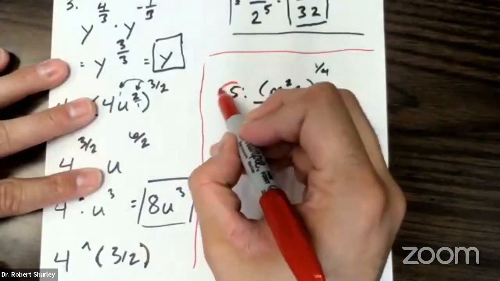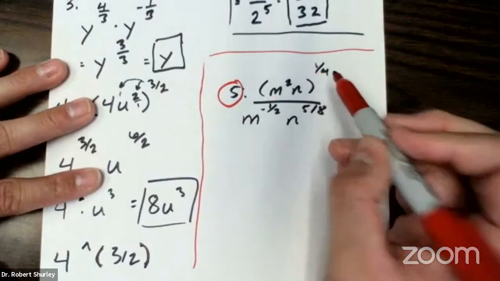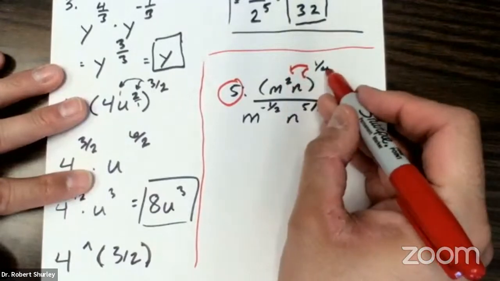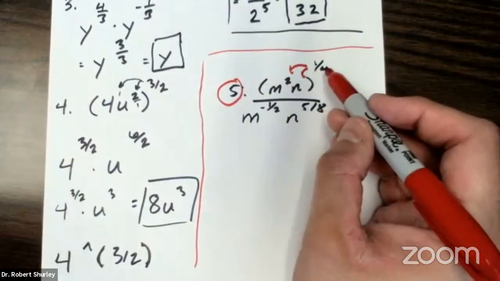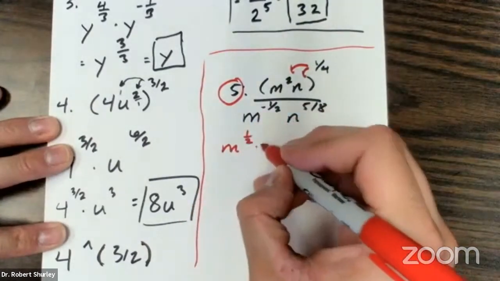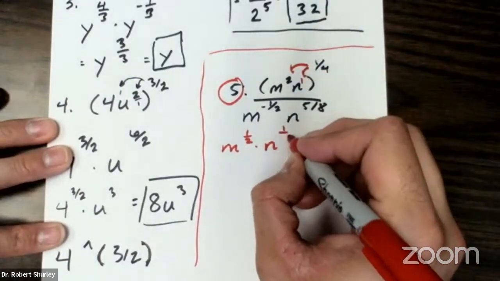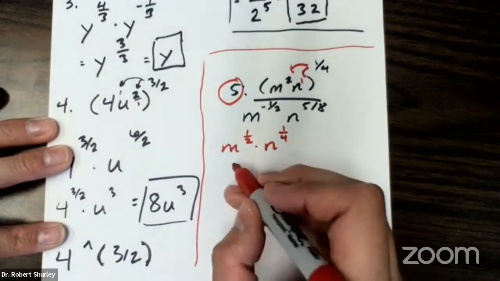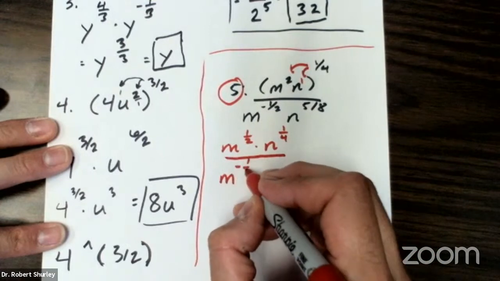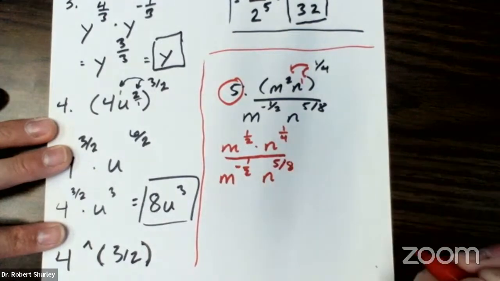Okay, so now this was the number on the page. So let's bring in the 1/4 first. Let's get rid of the parentheses. So 2 times 1/4. Now look, I'm going to be a little lazy here. 2/4 is a half. So this is going to be m to the 1/2 times n. Now n is really raised to the first power, so it's going to be n to the 1/4. Okay. And then we still have m to the negative 1/2 down here, and n to the 5/8.